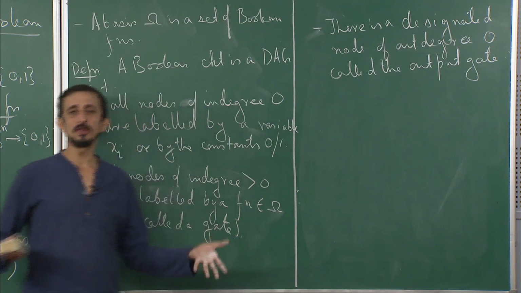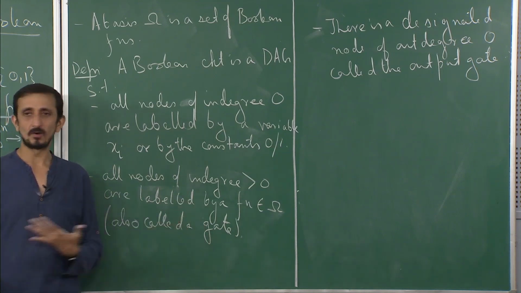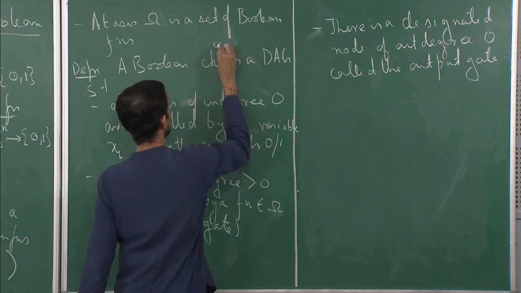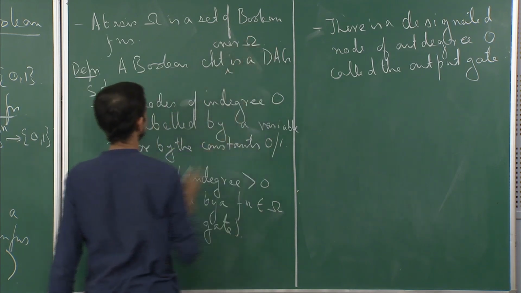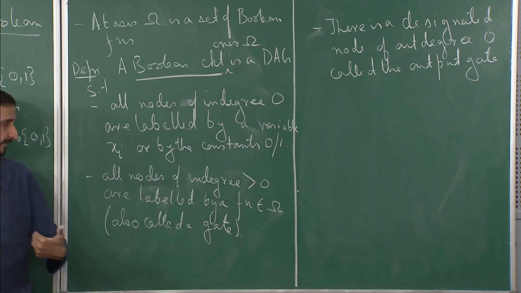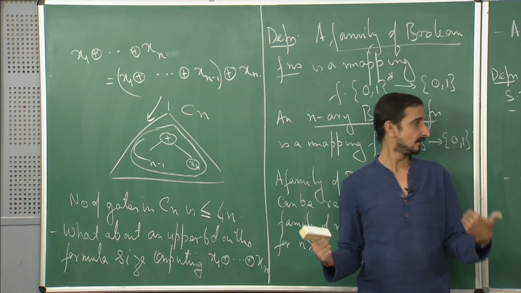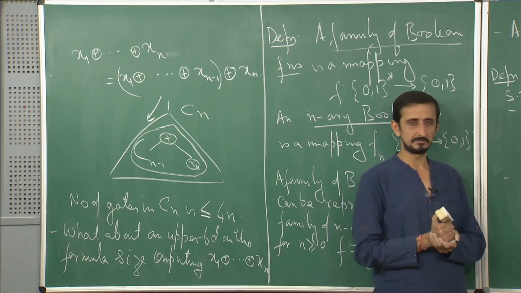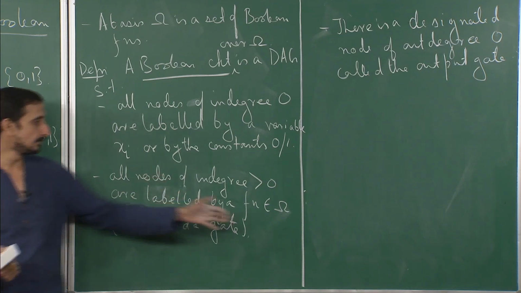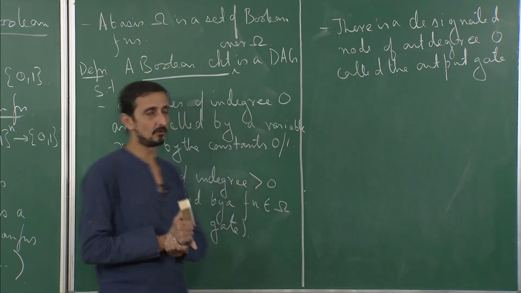In this course usually we will look at circuits which have a single output gate. That is, we look only at Boolean functions, functions which output either 0 or 1 only. Therefore there is a single output gate. So what is a Boolean circuit over a basis sigma? It's a directed acyclic graph where each node of in-degree 0 is called an input node. It can be labeled with a constant 0 or 1, or by one of the variables that are present. All the nodes that have in-degree greater than 0 are labeled by a function, also called a gate, belonging to sigma, and there is a designated node called the output gate, that is a node with out-degree 0.